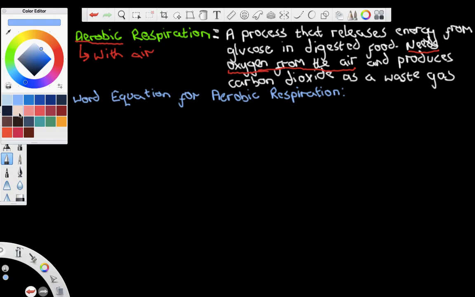So our reactants for aerobic respiration include, so I'm trying to think of a good colour to use, we'll use this one. So we've got oxygen being added, so we use a plus sign, to glucose. So these are our reactants.